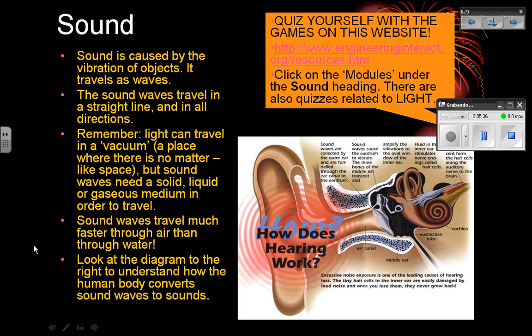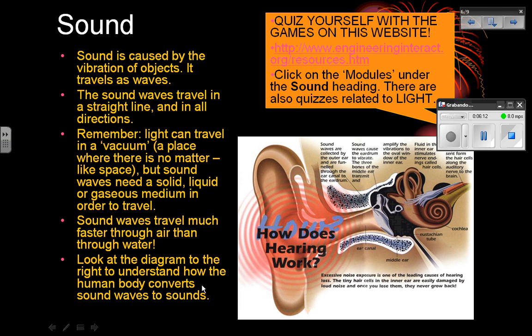The next thing we're going to talk about is sound and the properties of sound. Sound is caused by the vibration of objects. It travels as waves. Sound waves travel in a straight line and in all directions. Remember, light can travel in a vacuum. That means a place where there is no matter, like in outer space. But sound waves need a solid, liquid, or gaseous medium in order to travel. Sound waves travel much faster through air than through water.